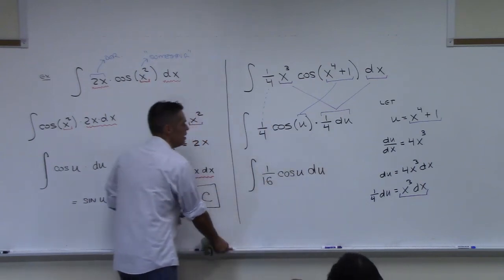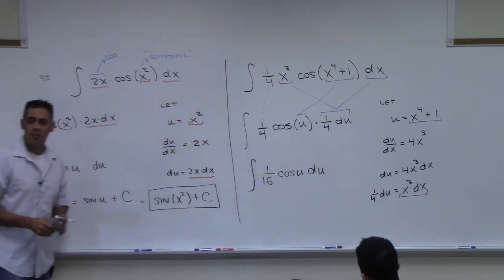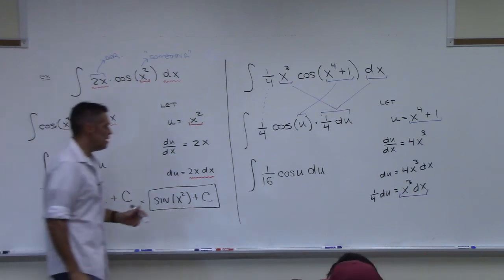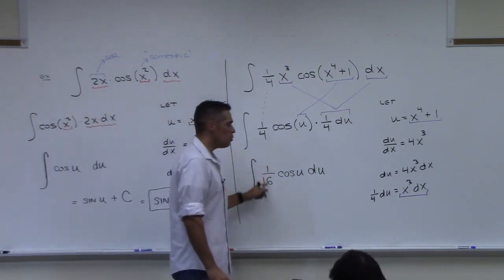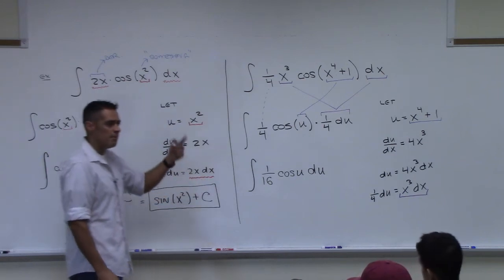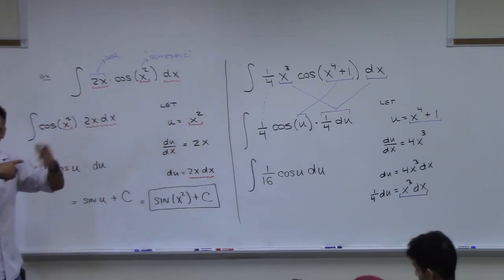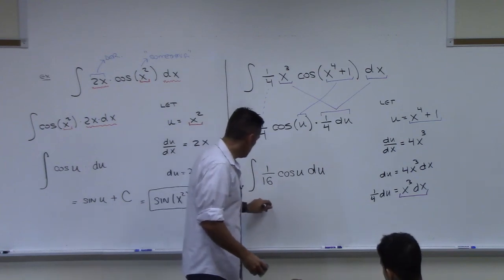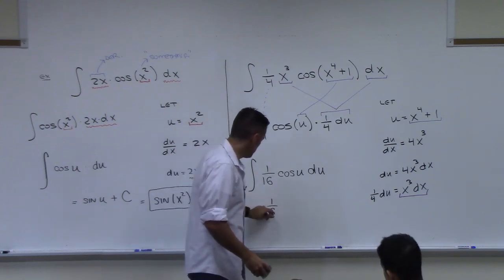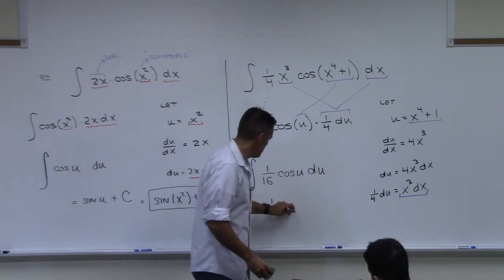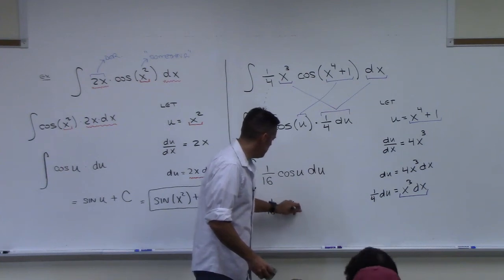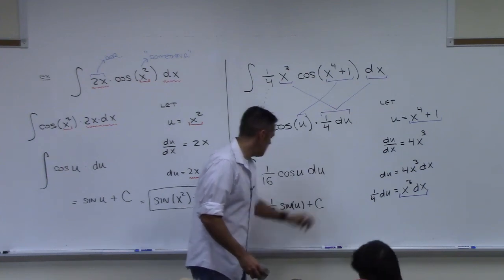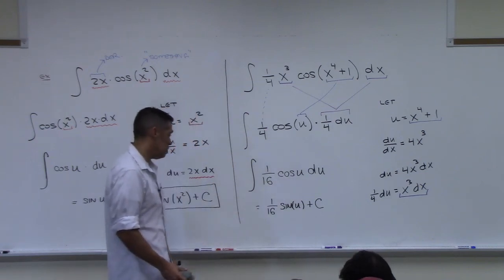It's the same thing. And now, do you know the antiderivative of cosine of u? Yeah, sine of u, right? Plus c. But what about the 1/16? Remember from last class, constants come for the ride, right? Constants come for the ride. So this is going to be 1/16 sine of u plus c. And what is u?